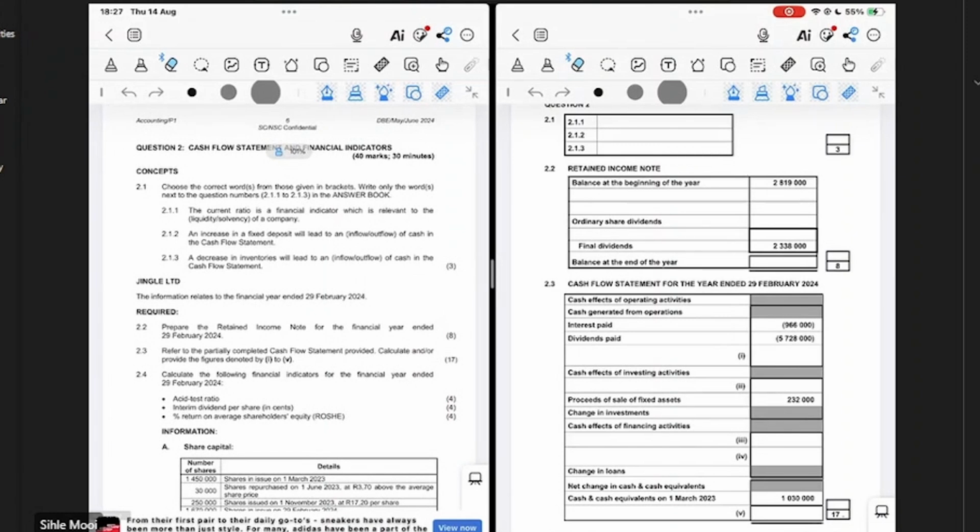So the first question is a question on concepts, and they're asking us to choose the correct word from those that have been given in the brackets, and we need to write only the word next to the question number. So the first one says the current ratio is a financial indicator which is relevant to the liquidity or the solvency of the company. So which one do you guys think it is? Is it the liquidity or is it the solvency of a company?